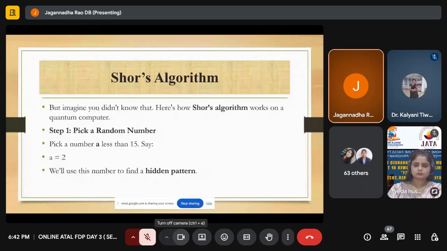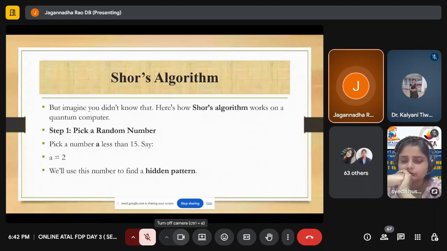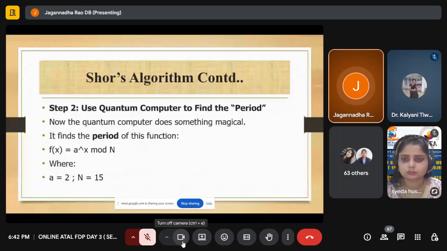Step 1, pick a random number. But the condition is whenever you take a random number, it is always less than your existing number. What is the number? 15. For 15, you need to choose a number less than 15. So I pick a number A less than 15. Let us say, for example, I take A value as 2. We will use this number to find a hidden pattern. What is the hidden pattern? Step 2, use the quantum computer to find the period.